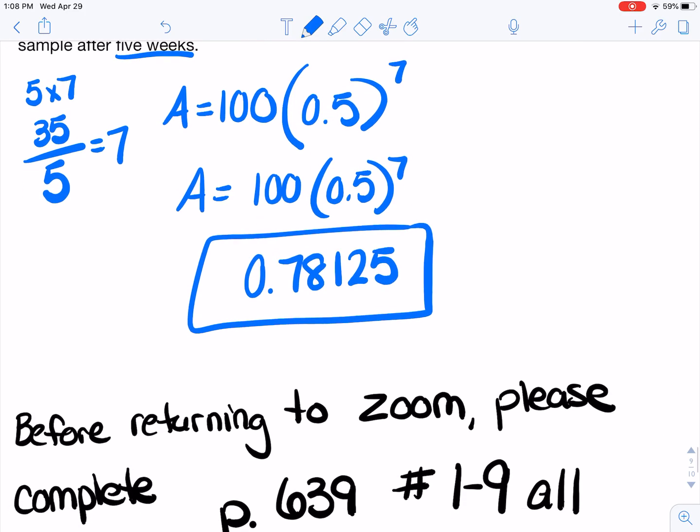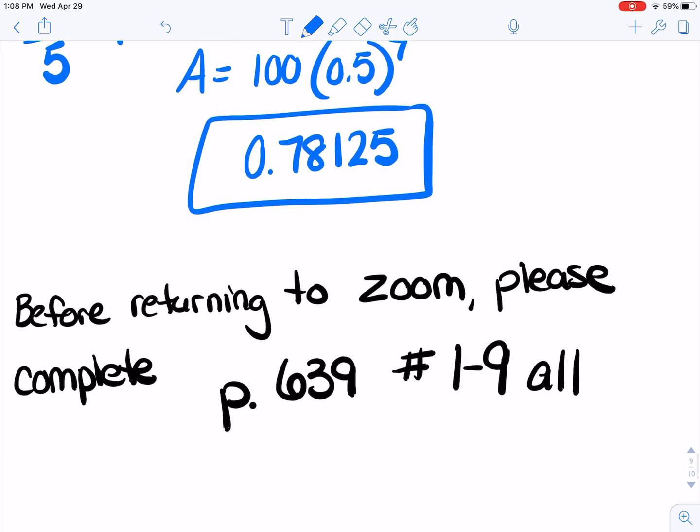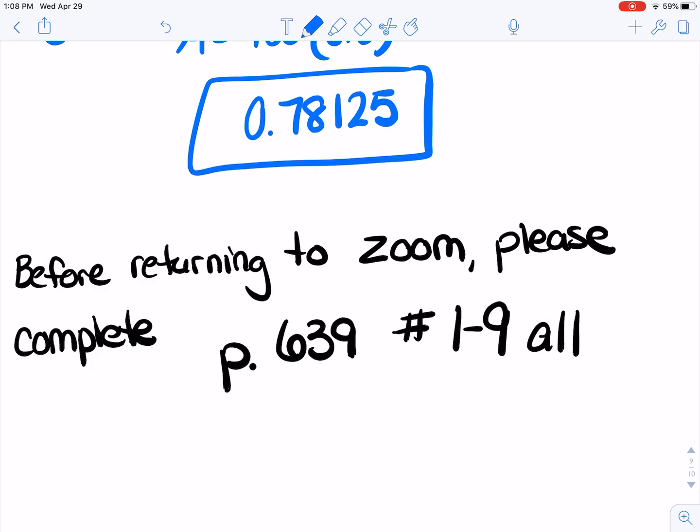Now, I'm going to have you practice a couple of these problems. So before we return to Zoom, I want you to do numbers 1 through 9. Try and set them up as well as calculating them out in your calculator. And then we can work on those when we come back to the Zoom meeting.